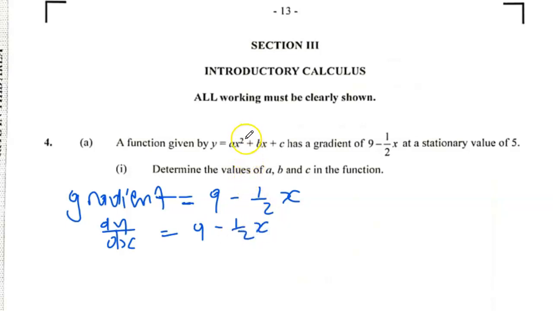So dy by dx: differentiate with respect to x, so we multiply by the x power and subtract 1 from the x power. The first term, multiply by the x power, we get 2ax, subtract 1 is just x to the power 1, same as x. Differentiate bx, we get bx to the power 0, which is just b. Differentiate any constant, it's 0, so 2ax plus b is equal to 9 minus half x.